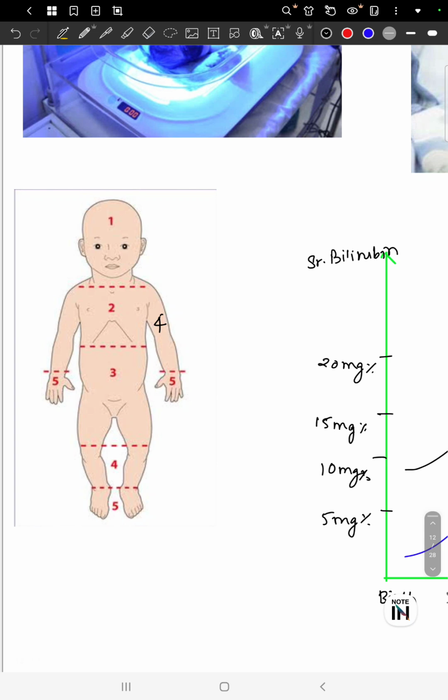Very important: if there is yellowish discoloration in a particular zone, then we can find out the approximate level of serum bilirubin. If zone 1 is involved, the serum bilirubin is 5 to 7 mg/dl. If the chest is involved, 7 to 9. If the abdomen and pelvis are involved, 9 to 11. If the limbs are involved, 11 to 13. And if the palms and soles are involved, it can be 13 to 15, or more than 15 mg percent.